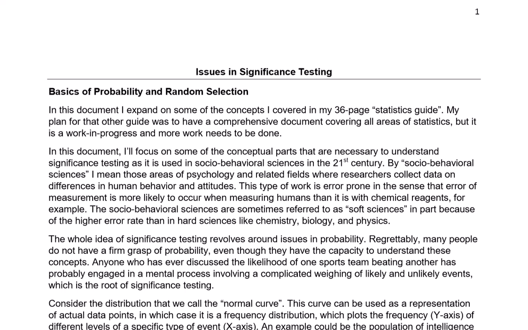In this video, I'm going to talk about some issues about significance testing that I wrote about in this document that has already been loaded to Canvas. But if any of these issues were confusing to you, then hearing me talk about it may clarify some things or refresh your memory.